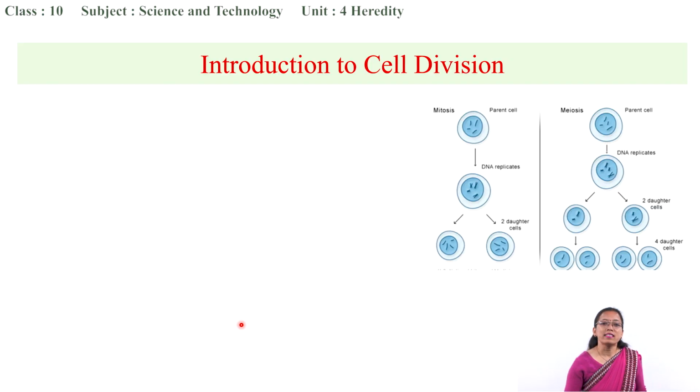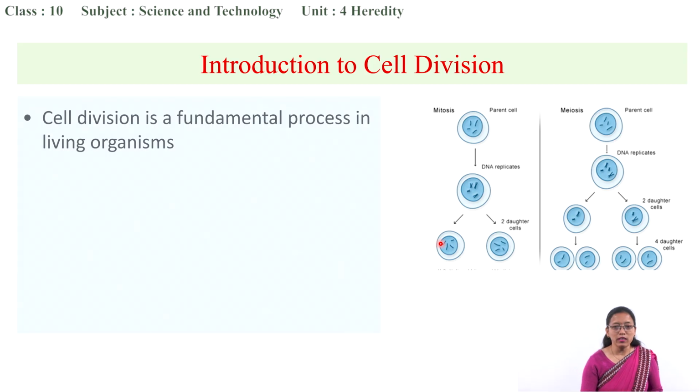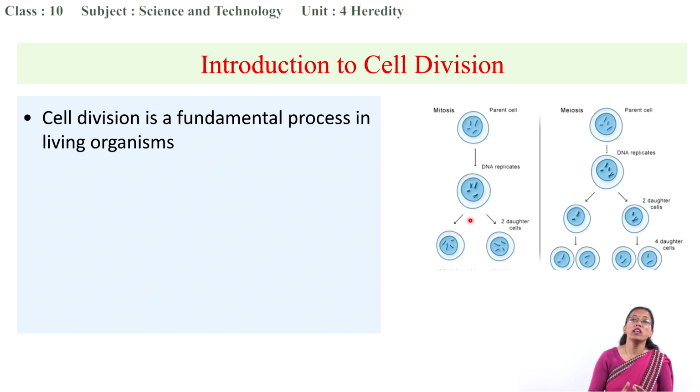Now, what is cell division and what are the types of cell division? Do you know something about cell division? How many types of cell division do you know? Yes, there are two types of cell division. What are those? Mitosis and meiosis, which are shown in this picture. This is the fundamental process in all living organisms. Without cell division, there is no growth.